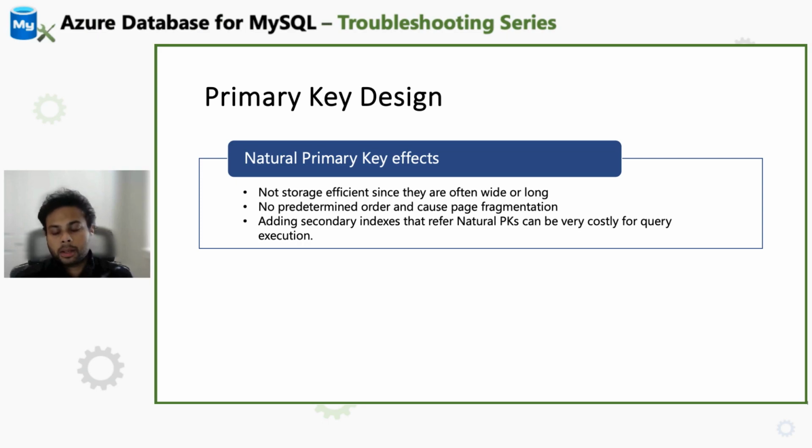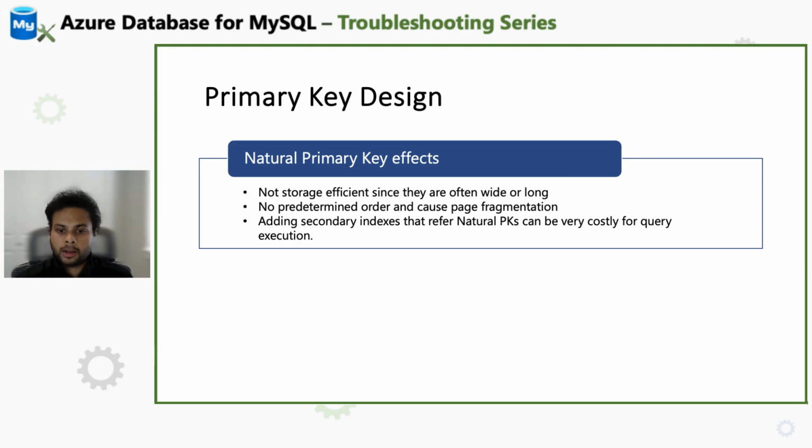And when that happens, the retrieval times for some of the queries can be quite long, and it hampers the user experience for your application. On top of that, if you add any secondary indexes that refer to the natural primary keys, it can be very costly in nature for query execution. And those queries will also suffer, leading to a lot of timeouts that your users can experience when sending such queries from the application side.